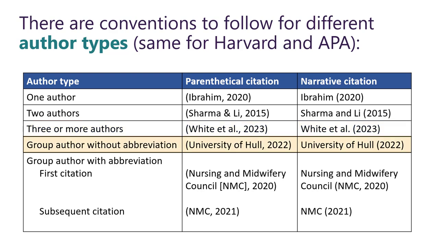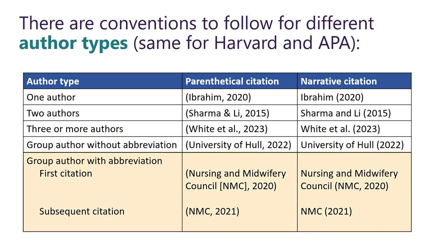For group or corporate authors, it will depend on whether you want to introduce an abbreviated form of the group name to use later in the document. You don't need to do this if you only mention them once. If that's the case, you just put the name of the organisation in full, followed by the date in the same way as a single author.